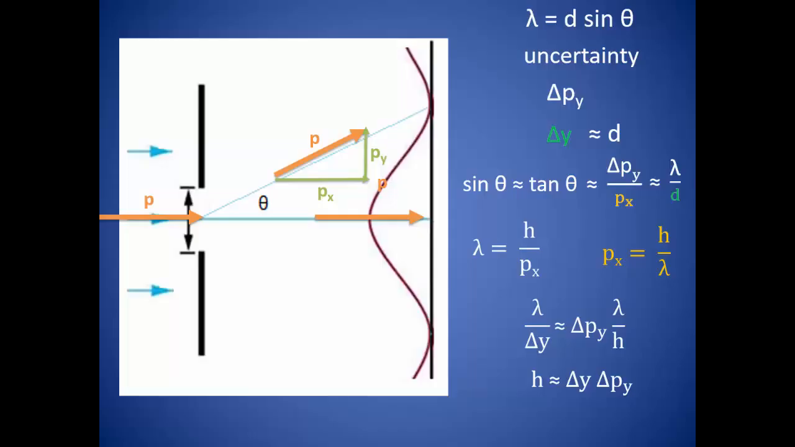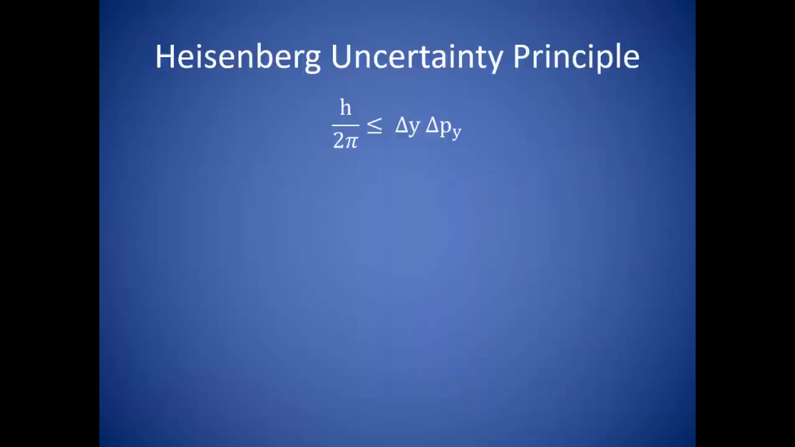There is some much more complicated math that we could do to get rid of it, but we're not. Suffice it to say that the uncertainty of the momentum in the y direction times the uncertainty of the y position must be greater than Planck's constant over 2 pi. This is the Heisenberg uncertainty principle.